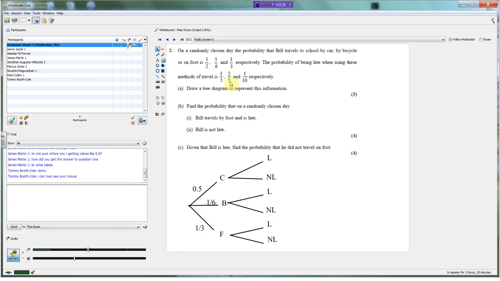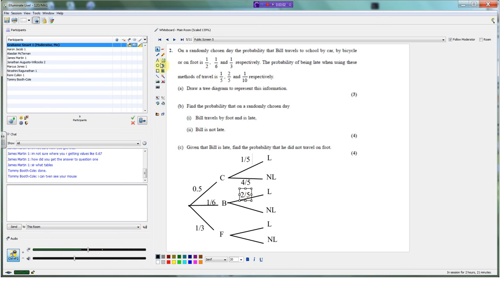And then late and not late. Well, if they go by car, the probability that they're late is 1/5. So that means the probability that they're not late is 4/5. If it's by bicycle, probability late is 2/5, so the probability not late is 3/5. And it's all pretty easy.